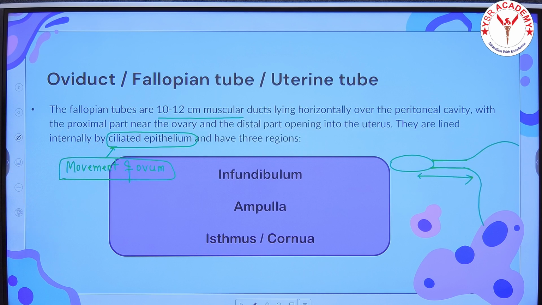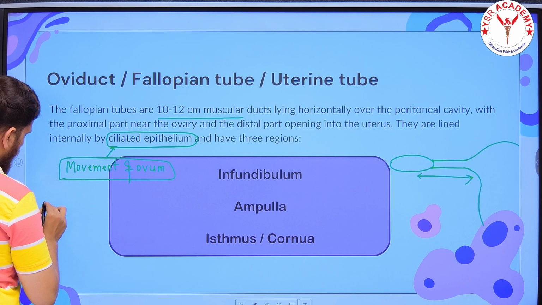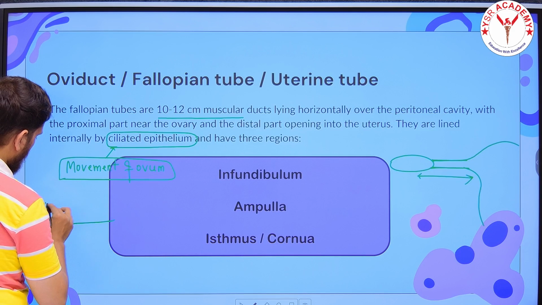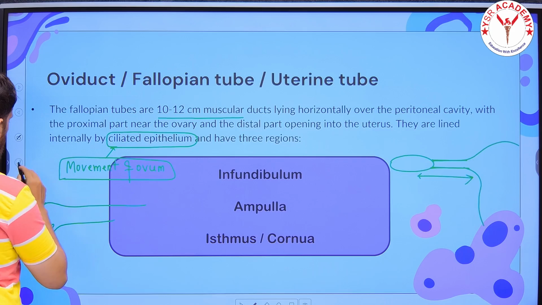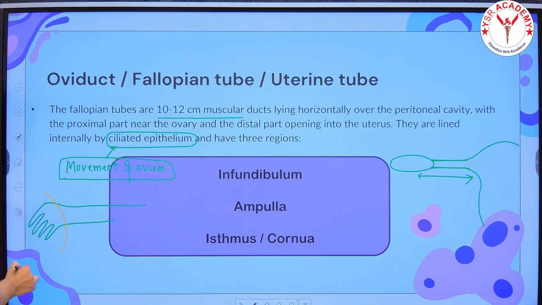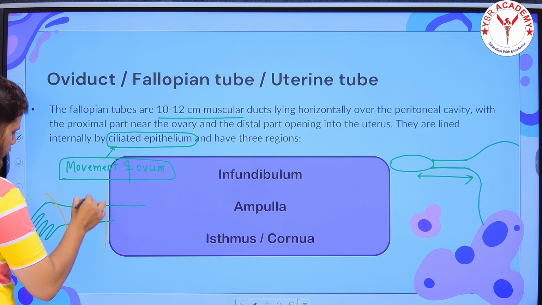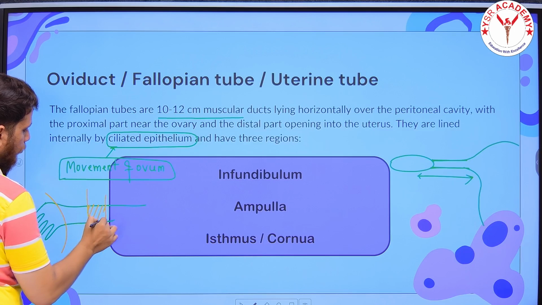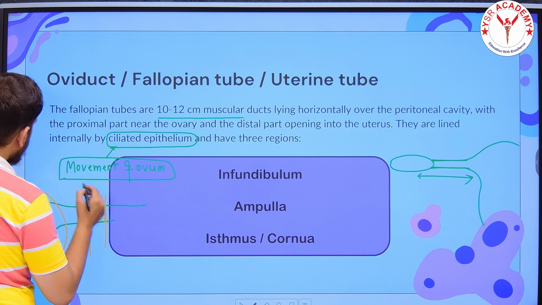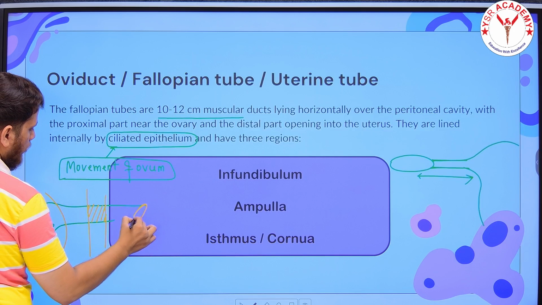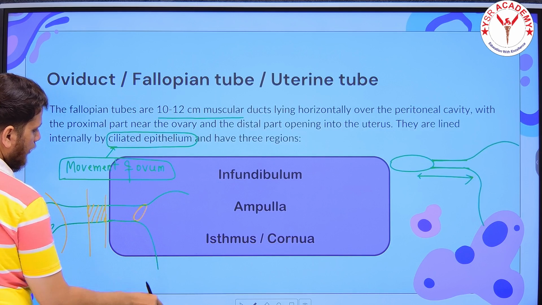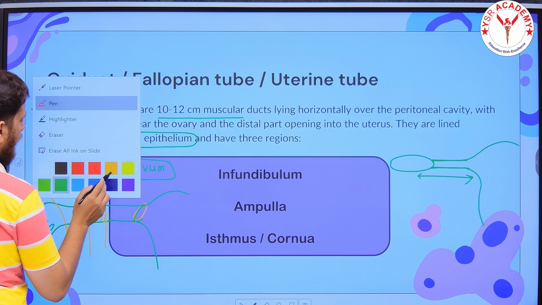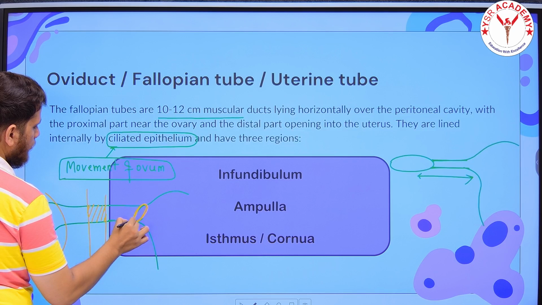Next we have the infundibulum, ampulla, and isthmus. These are the three parts of the fallopian tube. The fallopian tube is finger-like at its end. Inside it you have the fimbriae. There is one point in the fallopian tube which is the ampulla. And then the later part which connects to the uterus, that is your isthmus. From here the uterus comes, so the region where the uterus starts is the isthmus.